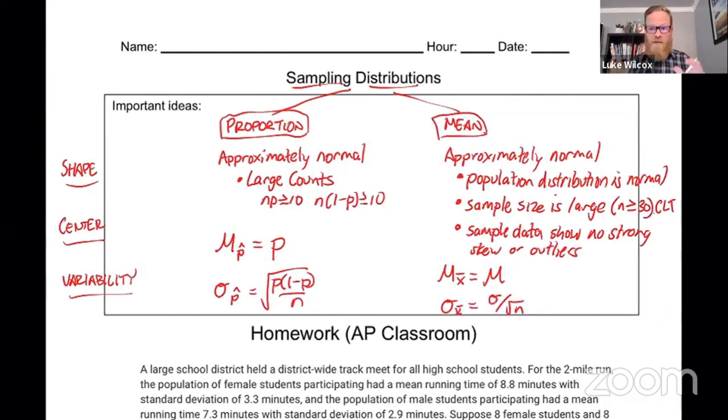Now, I've just given you the formulas for one sample. We did also derive the formulas for two sample. I'm not going to put those into the important ideas. You can always look those up in the formula sheet for the AP exam.